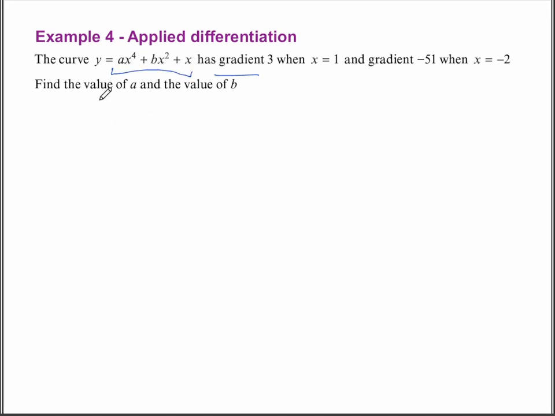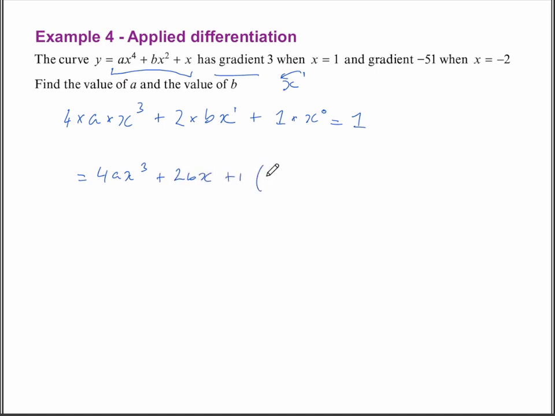So we'll start off with ax to the power 4. Remember, you take the power down. So 4 times a times x to the power 3, plus 2 times b times x to the power 1, plus, if we have x to the power 1, then that 1 goes in front. We have 1 times x to the power 0, which is just 1. So we end up having 4ax cubed plus 2bx plus 1. When x equals 1, this value will be 3.